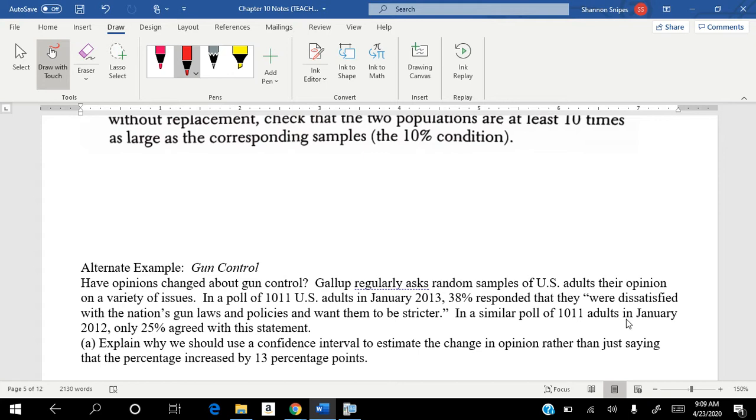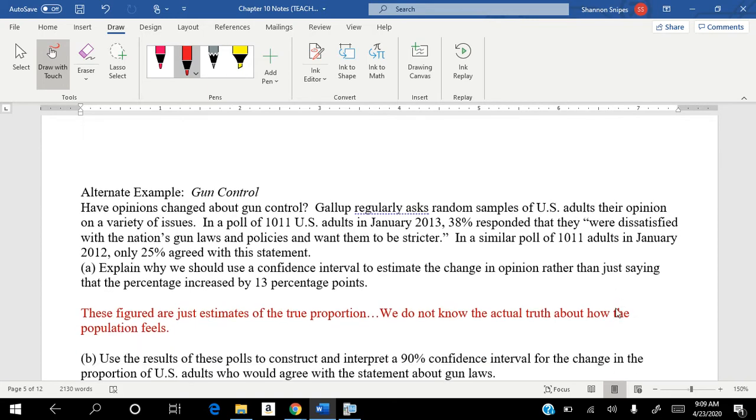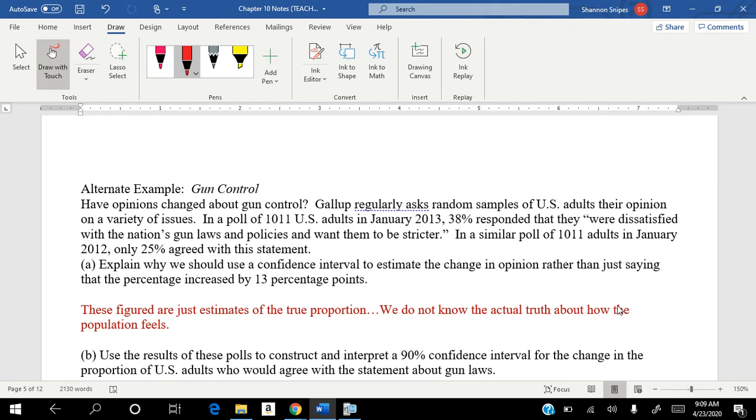Do me a favor, press pause and see if you can come up with an explanation before I give you mine. Okay, so the reason we want to use a confidence interval is these are just estimates of the true proportion. We don't know for sure what the true proportion is. Remember, we have a lot of variation from sample to sample. So just knowing this sample versus that sample, these are just estimations. We do not know the actual truth about how the population feels.